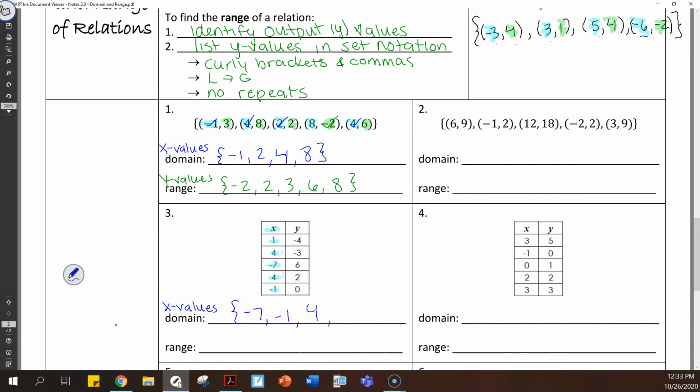And then, nope, made a mistake here. 4 is not my next least. 1 is my next least, so I'm going to write 1 there. Then I'm going to write my 4. Again, I only need to write one of those.